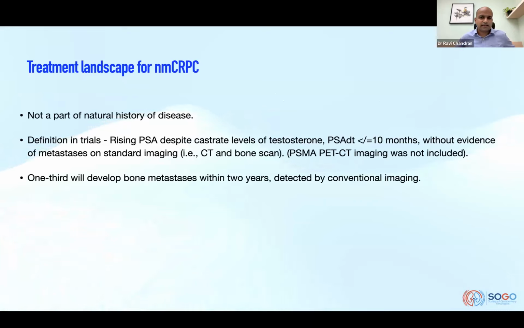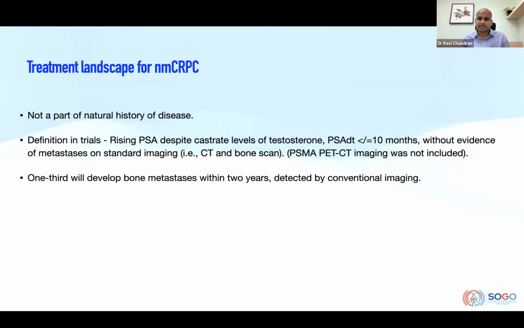Next, coming to non-metastatic CRPC setting, this is not really a part of natural history of disease. This is something which we often see in India, wherein a patient with CA prostate gets a TURP done or a bilateral orchidectomy done, irrespective of the stage, and then eventually they end up in a non-metastatic CRPC setting. In all the trials, the definition of non-metastatic CRPC is rising PSA with castrate level of testosterone. And one more thing: not every non-metastatic CRPC patient needs to be treated.